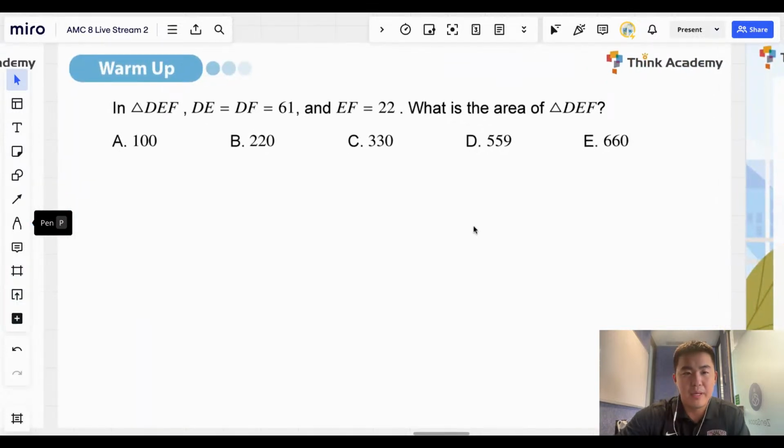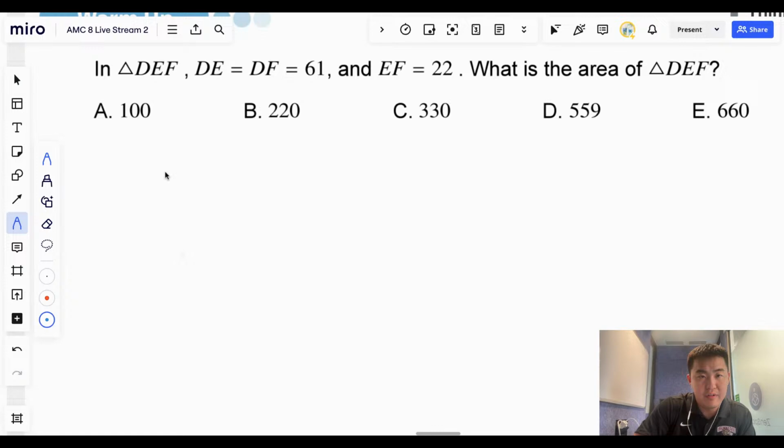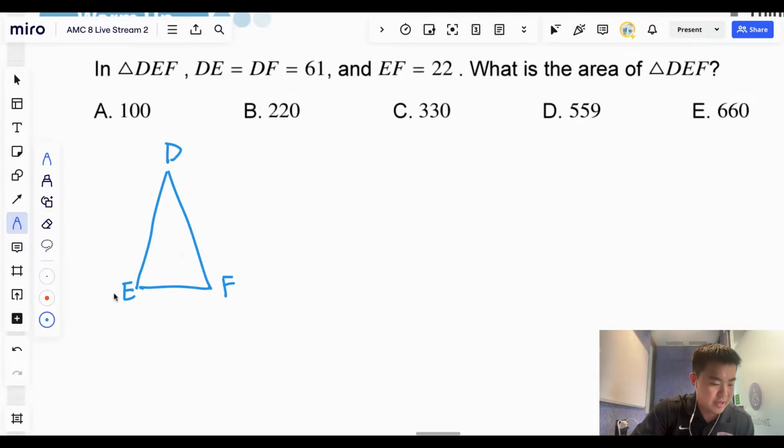It's about another topic, a warm-up problem. In triangle DEF, since no figure is provided to us, let's draw it ourselves. In triangle DEF, DE equals DF equals 61, and EF is 22. So this will be our vertex D, here will be E, and here will be F. As I said, let's mark the length of each line segment on our graph, okay? I'll put 22 for EF, then 61 for DE, and DF is also 61.